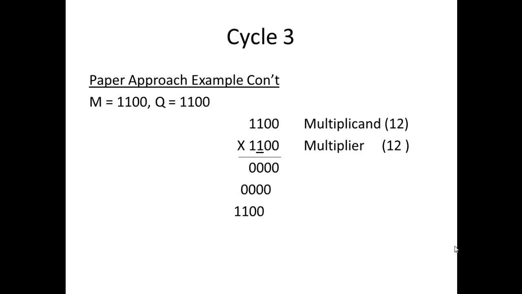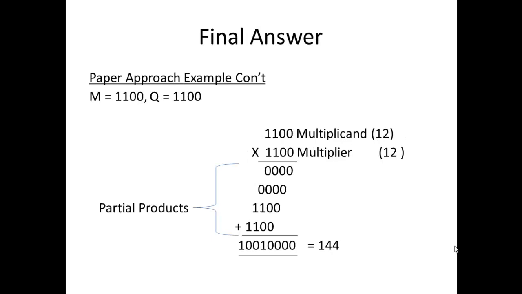In cycle 3, notice the multiplier bit is now a 1. And the partial product result is the same as the multiplicand, and notice that this has also shifted to the left. In cycle 4, the same thing is repeated as in cycle 3. When all the multiplier bits have been used, you sum the partial products and get the final result. 12 by 12 is 144, and this is the number represented in binary.